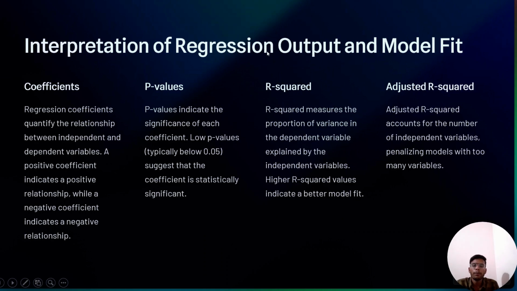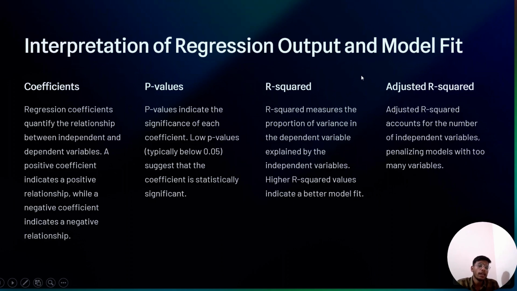Next, interpretation of regression output and model fit. Coefficients. Regression coefficients quantify the relationship between independent and dependent variables. A positive coefficient indicates a positive relationship, while a negative coefficient indicates a negative relationship. P values. P values indicate the significance of each coefficient. Low P values, typically below 0.05, suggest that the coefficient is statistically significant. Now, R square. R square measures the proportion of variance in the dependent variable explained by the independent variables. A higher R squared value indicates a better model fit.